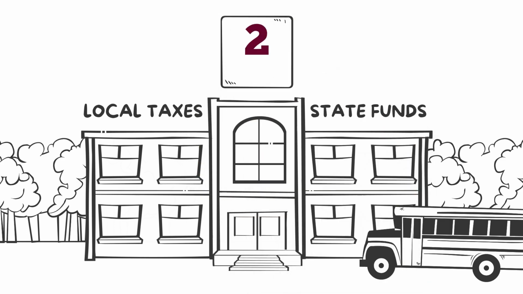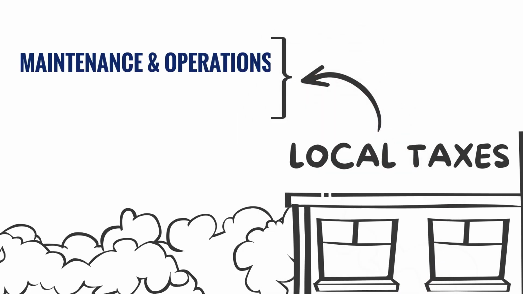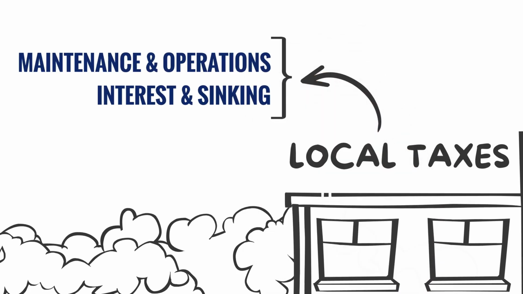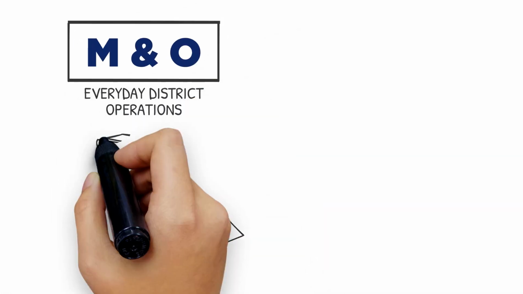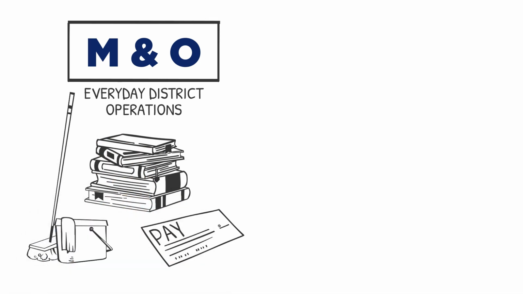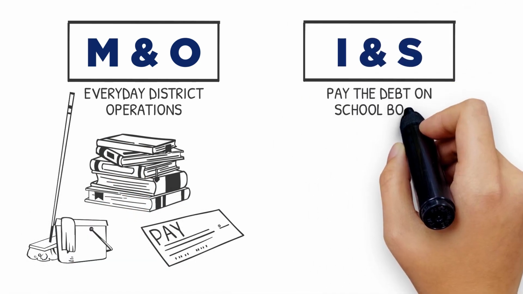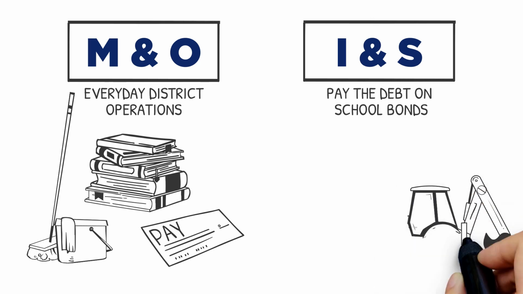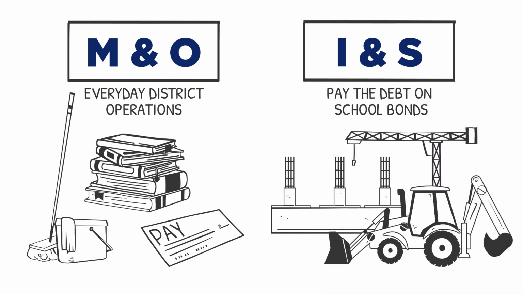Local taxes are collected and go into two different funds: Maintenance and Operations, or M&O, and Interest and Sinking, or I&S. The M&O fund goes to paying for everyday district operations like salaries and books and building maintenance, while the I&S is similar to a mortgage and can only be used to pay the debt on school bonds. Bonds pay for new school and capital improvement projects.